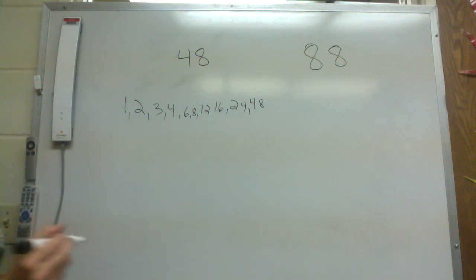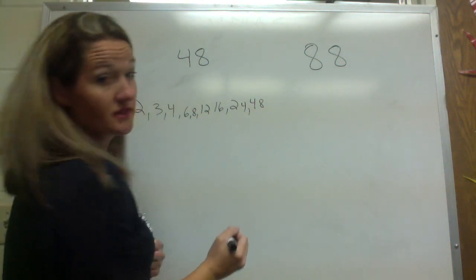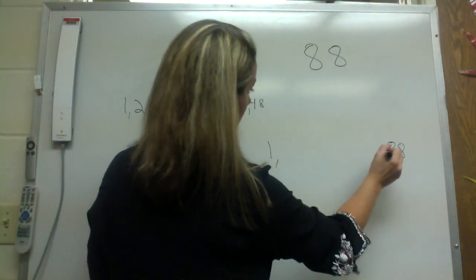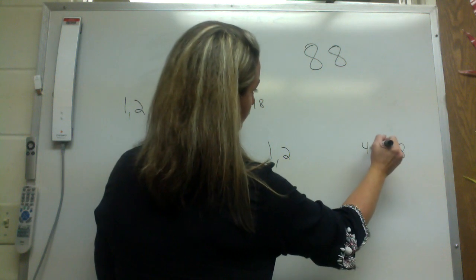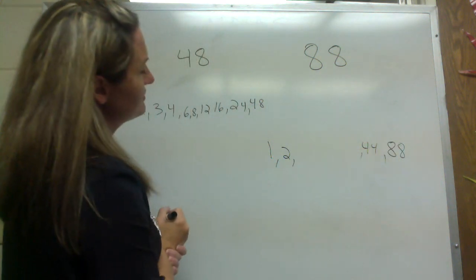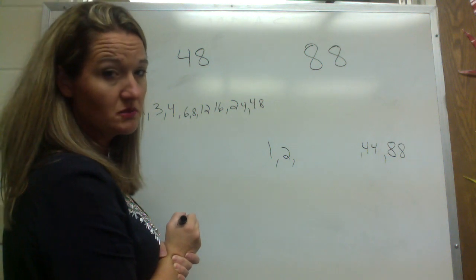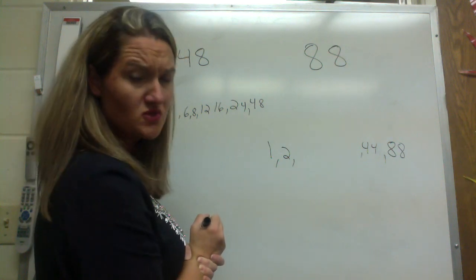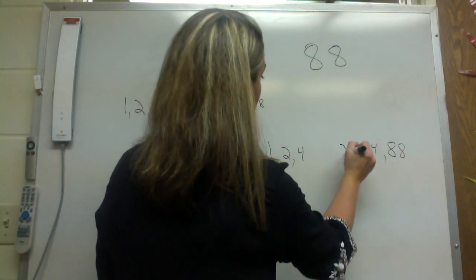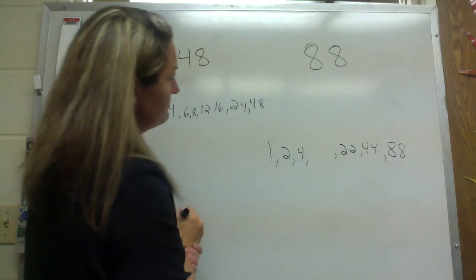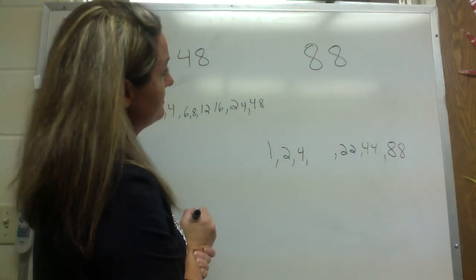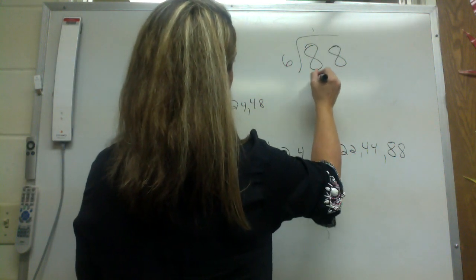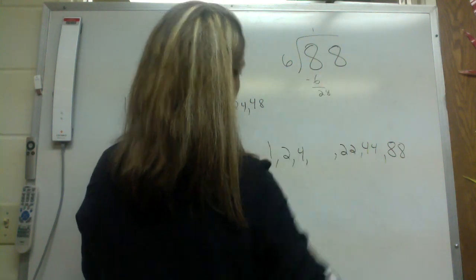All right, well, let's look at 88. I'm going to scoot them down here just in case it has a lot too. 88, 1 and 88, 2 and 44. Now let's check for 3. 8 plus 8 is 16. Is 16 divisible by 3? No. All right, 4. Yeah, 4 times 22. 5, no. 6, well, let's just divide that by 6. No, 6 is not a factor.